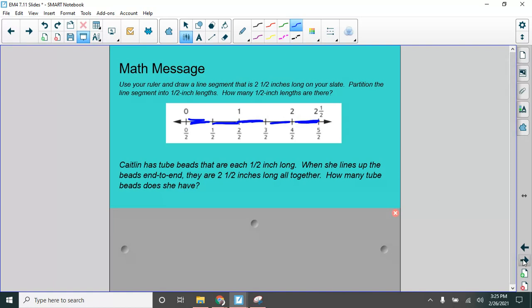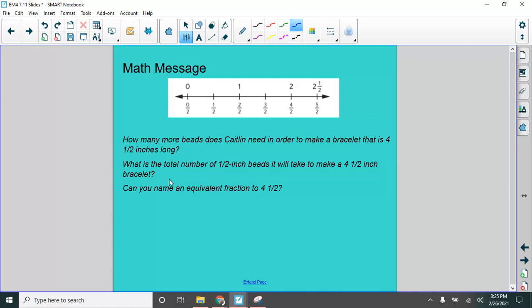Now, let's build on it. How many more does Caitlin need in order to make a bracelet that is 4 1/2? So remember, she has 1, 2, 3, 4, 5. So I want you to imagine this, and you can draw it in your notebook to really figure it out. How many, if this went up to 4 1/2, how many beads would there be? Okay, and why did you say that? What's your reason?